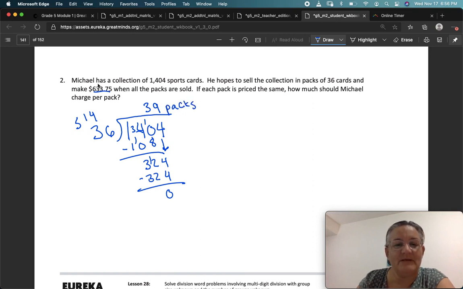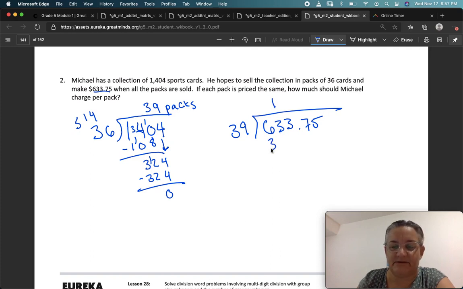Okay? But he wants to sell each of the packs for the same price. So this is how much money he wants to make. So we're going to divide this number, the money, by 39 packs. 39 will go into 63 once. So 39 there. Then I've got 13 here and 5 here. That's 4 and 20. So 24. Bring down the ones place.